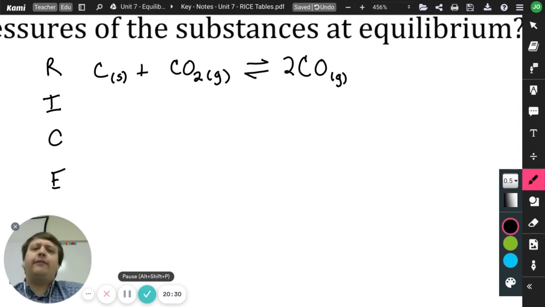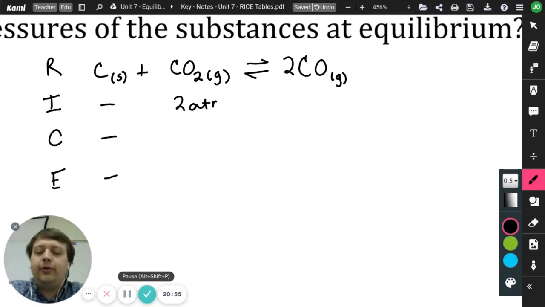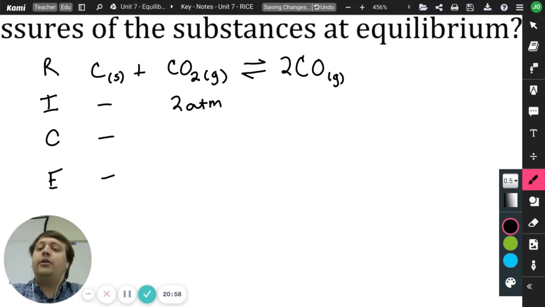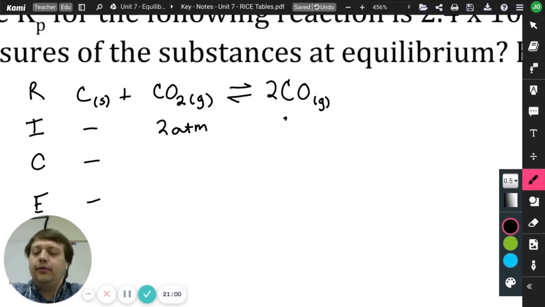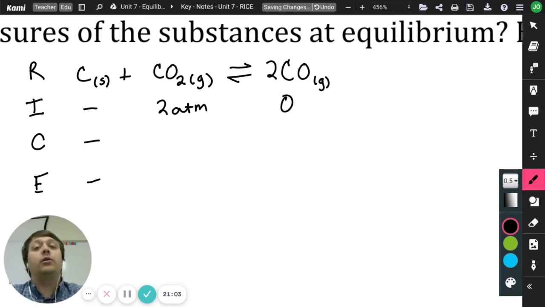So first off, if carbon is a solid, do we take it into account for equilibrium? No, we don't. So we would basically just put a line through that and say that it has no effect. Okay? So now I can go ahead and solve the rest of this. Carbon dioxide, they told me my initial concentration, or my initial pressure, is 2 atmospheres. And my initial for carbon monoxide would be 0. Why would it be 0? It'd be 0 because the reaction hasn't occurred, so there's no product yet.